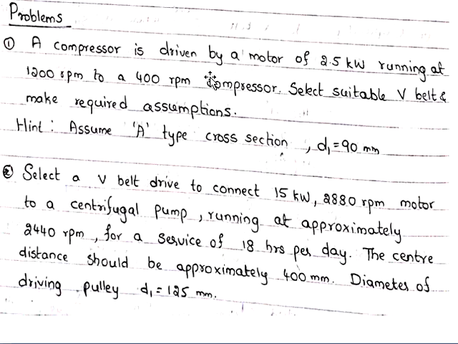Procedure will be similar to the first two problems. In the first question, here the cross section is not given, so you can assume type A. For type A, you can assume D1 as 90 mm. There is one more homework question here.